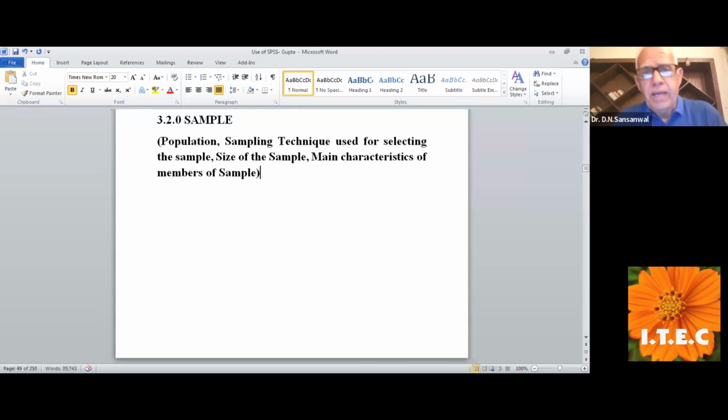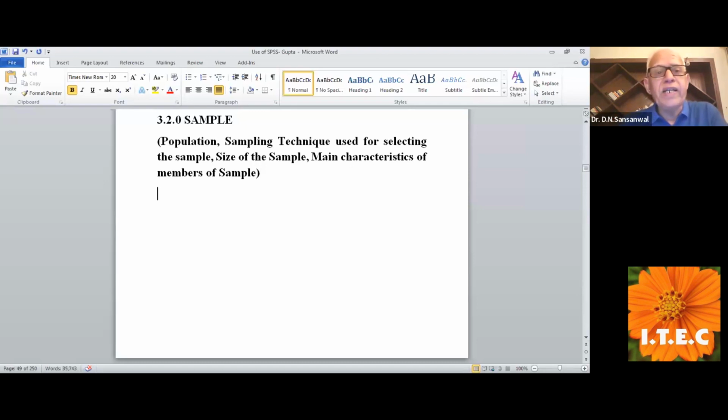Why? Because your finding will be understood by the reader, keeping in mind the characteristics of the sample. If the characteristics of the sample differ, maybe the same finding somebody else may not find. So it is very important to describe your sample in as much detail as possible.